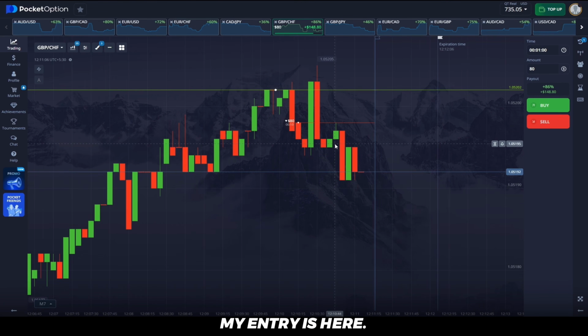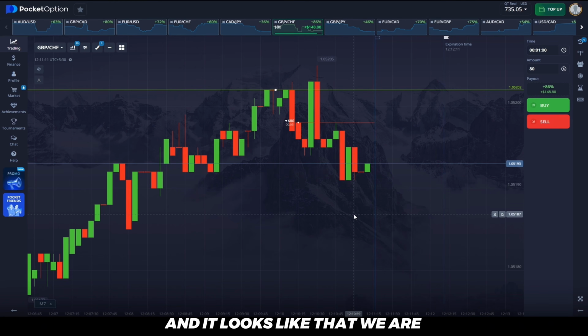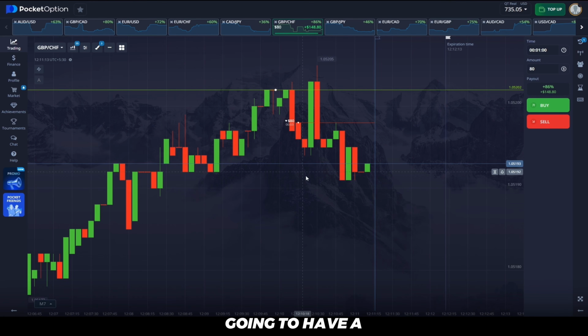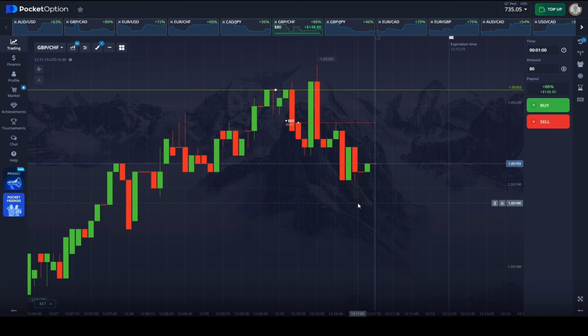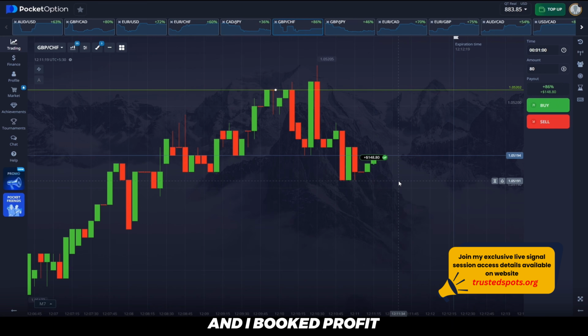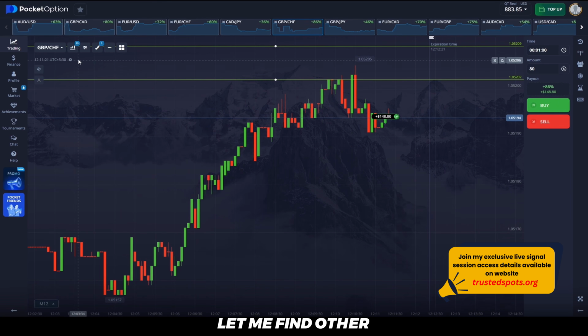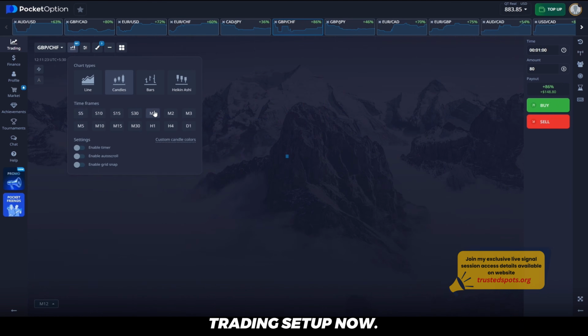My entry is here. The trade will expire in the next 8 seconds and it looks like we are going to have a winning trade here. And I booked profit in this trade. Let me find another trading setup now.